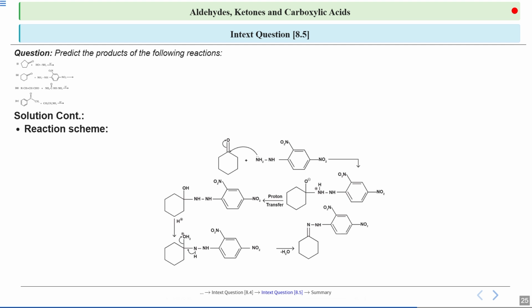So the cyclohexanone carbon connects with the hydrazine nitrogen, which gives you the C double bond N containing major product, which is 2,4-dinitrophenylhydrazone. So you finally get this product.